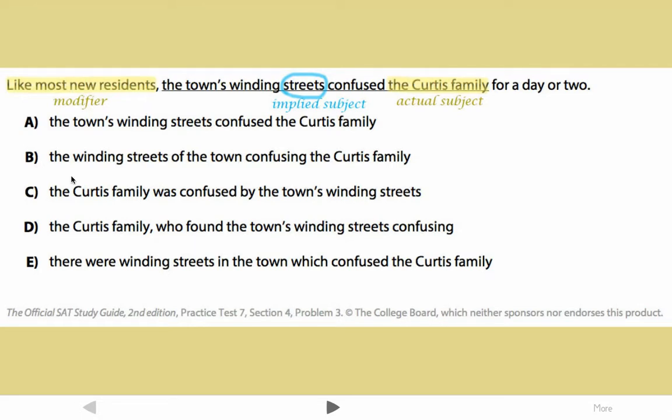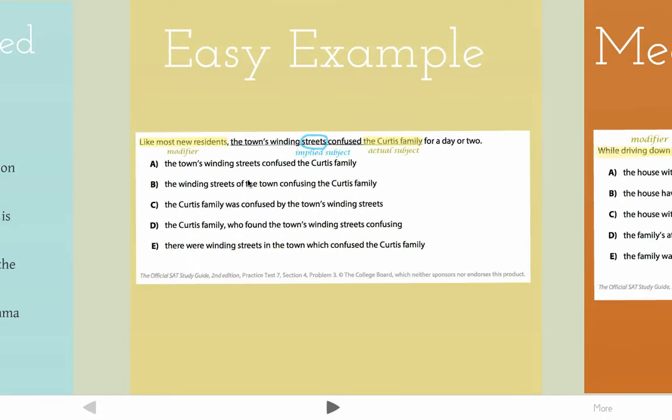Therefore, it's answer choice C. Like most new residents, the Curtis family was confused by the town's winding streets. So the streets are not like most new residents, it's the Curtis family. Therefore, the actual subject needs to be moved to directly follow the modifier. That seems simple enough, right?